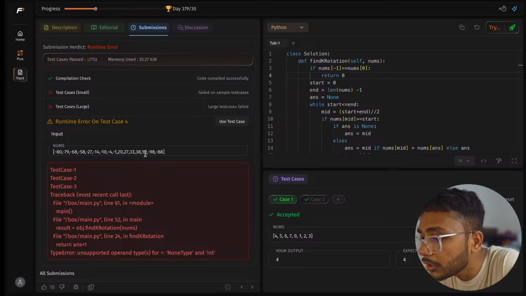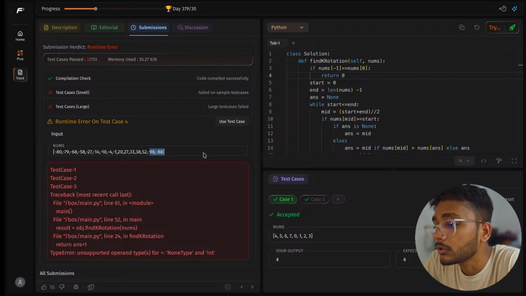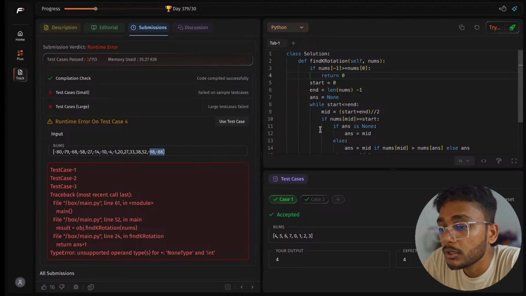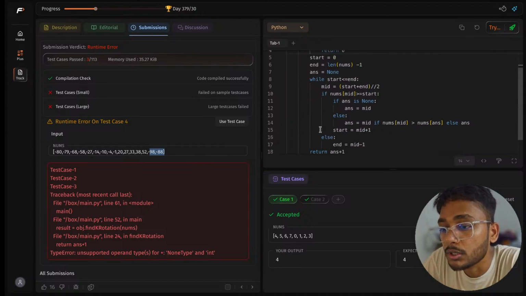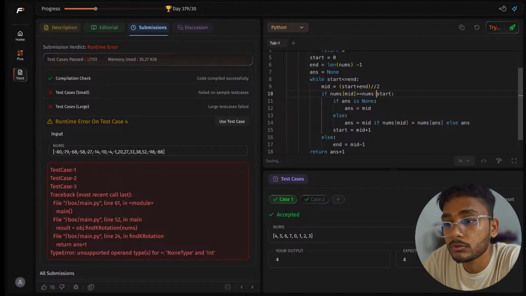So till here we have the sorted numbers in ascending order, and these are sorted numbers in ascending order. Now it is saying it is not getting an answer, none. Start less than end, mid is start plus end by 2. If nums of mid is greater than or equal to start, what is start? Nums of start.